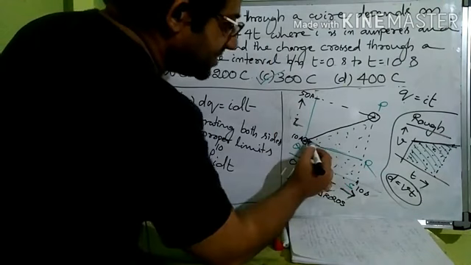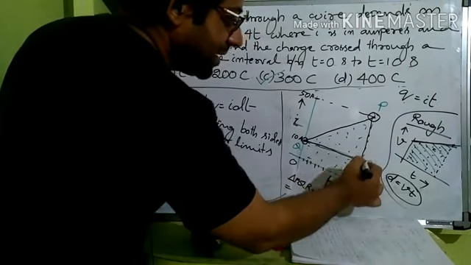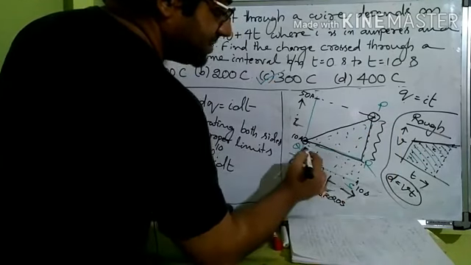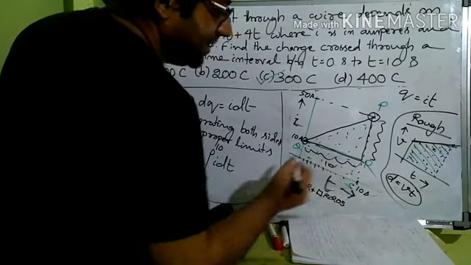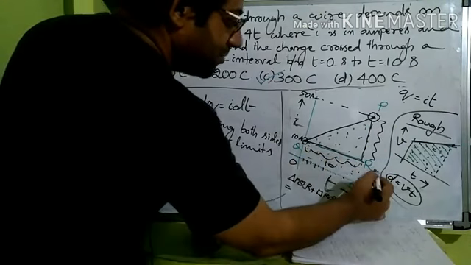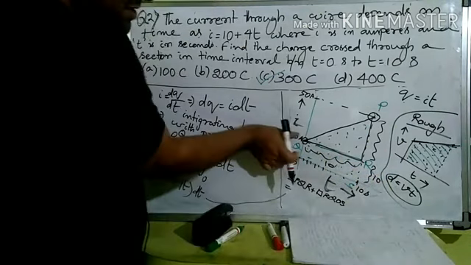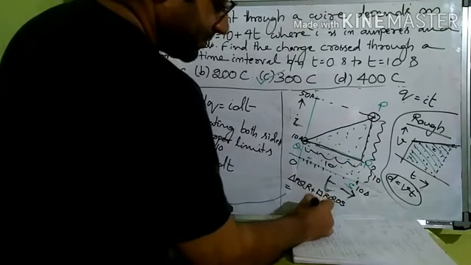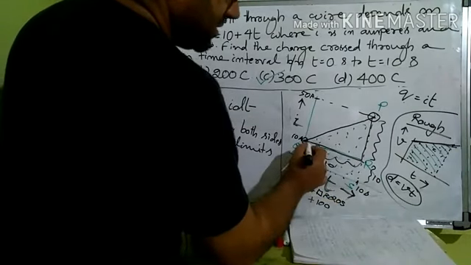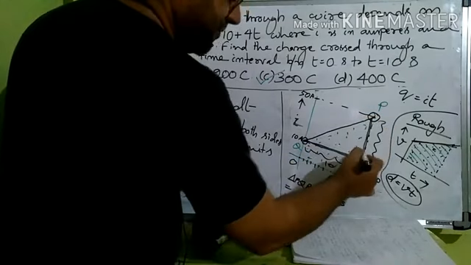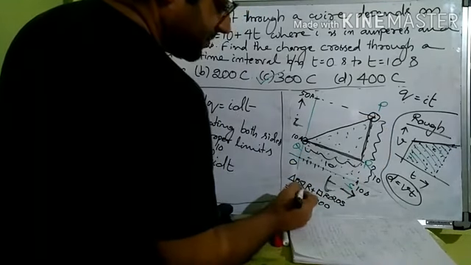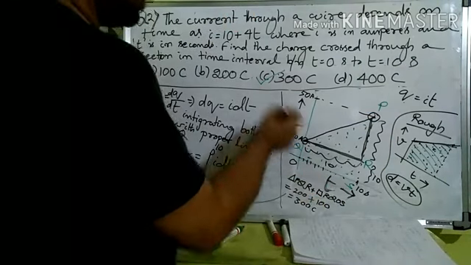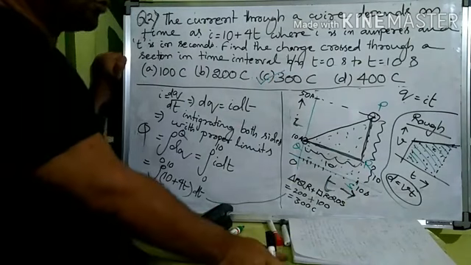PQR is what? Half base into height, half of this multiplied by this. And this much is how much? 50 minus 10, isn't it 40? And this much is how much? Isn't it 10? And from here to here how much? Isn't it also 10? So 10 ampere, right? So 10 multiplied by 10, this is 100, plus half of 10 multiplied by 40, this is 200, right? So this is equal to 300. Since this is charge, coulomb, this way also you can get the 300 coulomb, right?